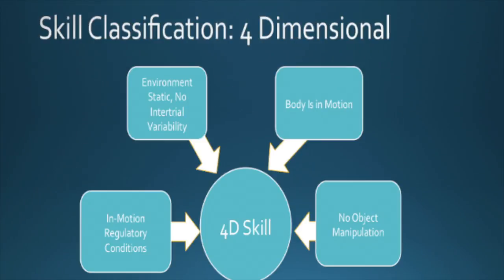In reference to Gentile's taxonomy, backstroke can be classified as a 4-dimensional skill. These dimensions include in-motion regulatory conditions, static environment with no intertrial variability, the body is in motion, and there is no object manipulation.